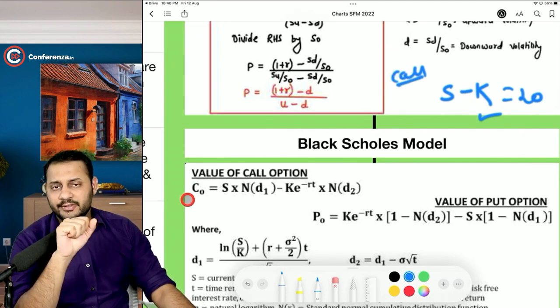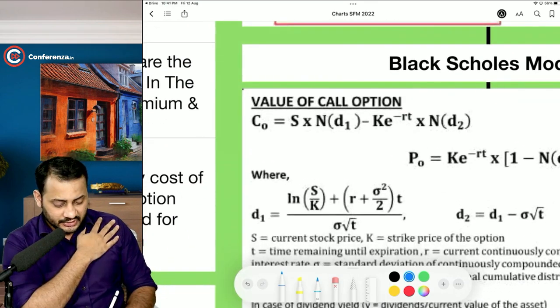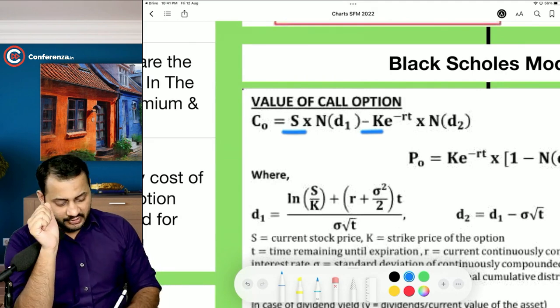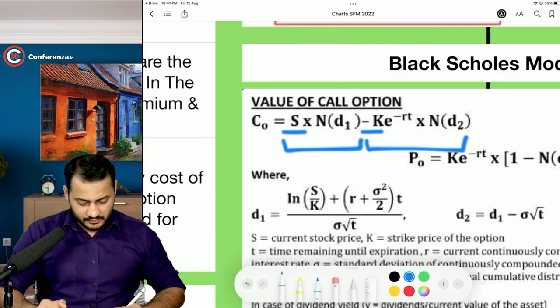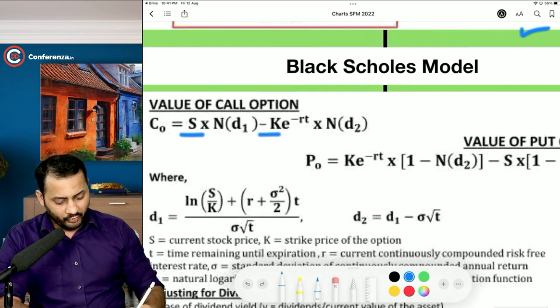Okay, let's take the call option now. Most of the questions will be based on the call option itself. Now you will see this formula. This is nothing but S minus K. This is one part and this is another part.